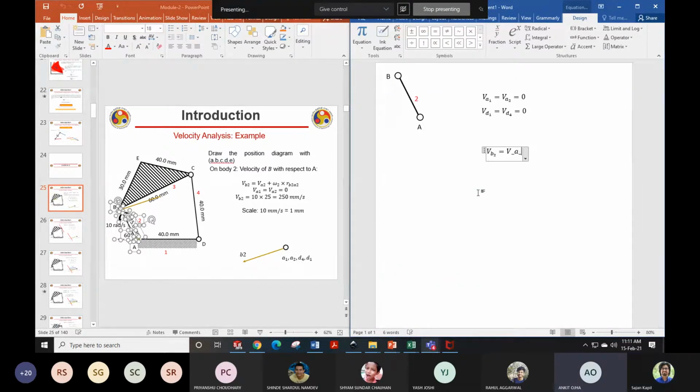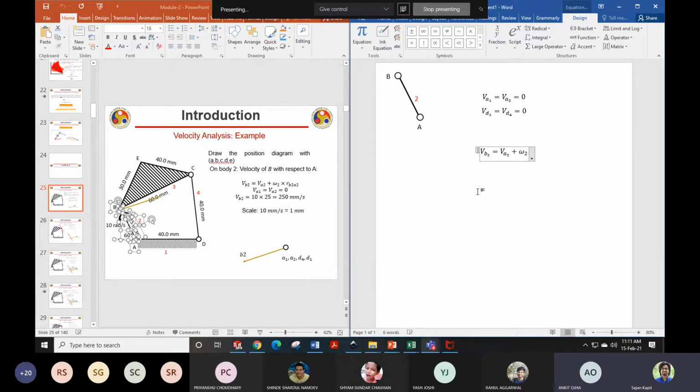Velocity of A when assumed to be on body 2 plus omega into... What is omega in this? Omega of what? Omega of body AB, link AB. Body 2. Omega 2.